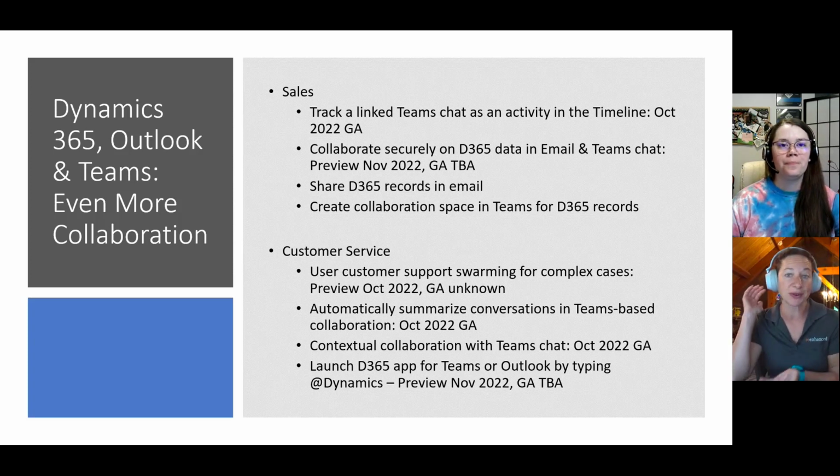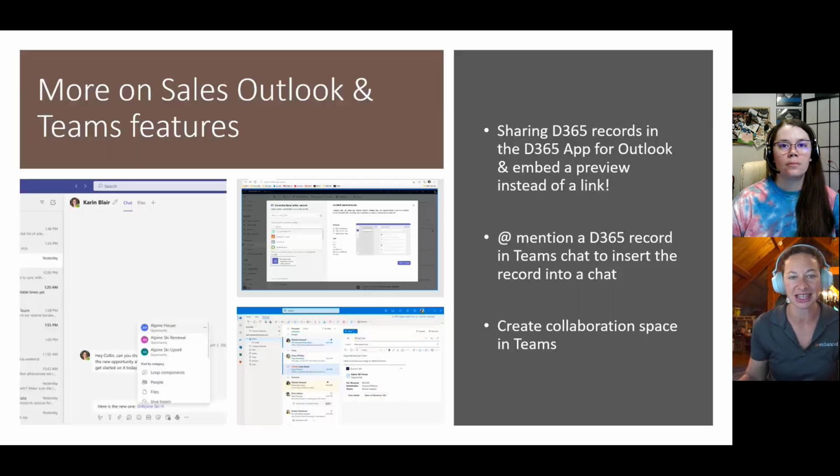So instead of scrolling through a big long chat, you're going to get a little summary that's automatically generated, which is pretty neat. Contextual collaboration with Teams chat, and launching the Dynamics 365 app for Teams or Outlook by just typing in the @ symbol and then Dynamics, which is pretty neat. So let's take a look at some of these things.